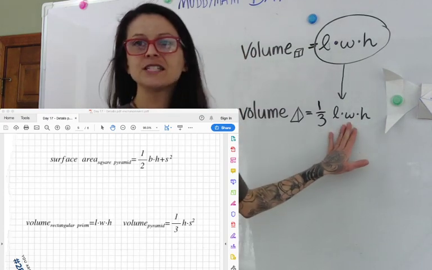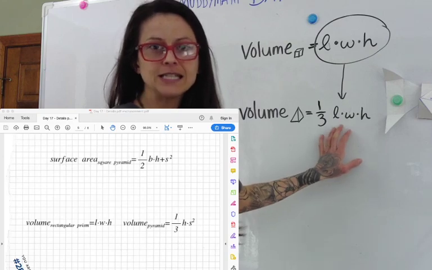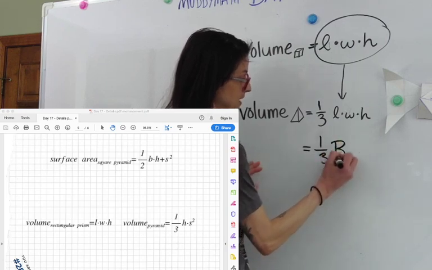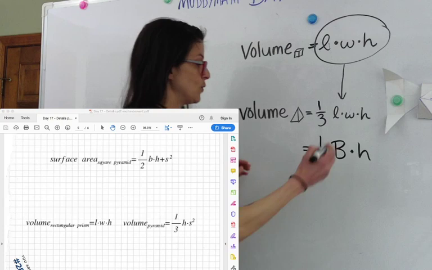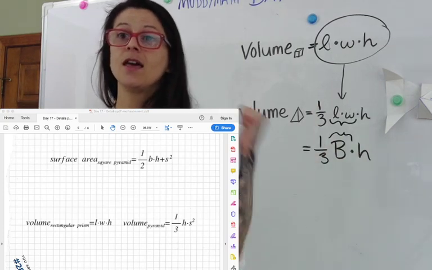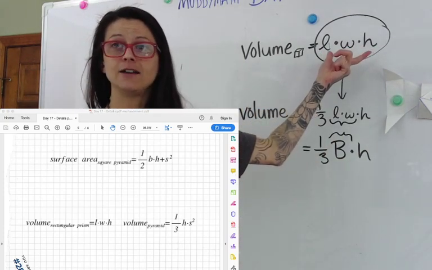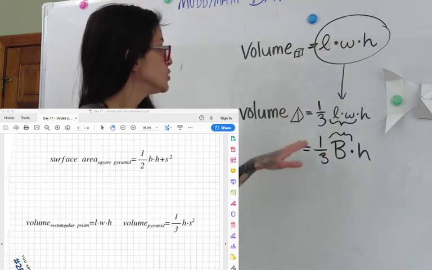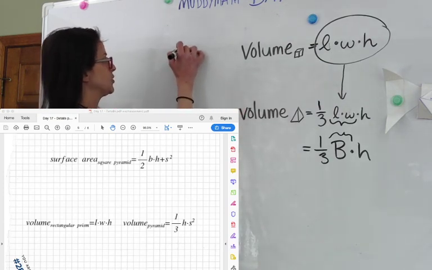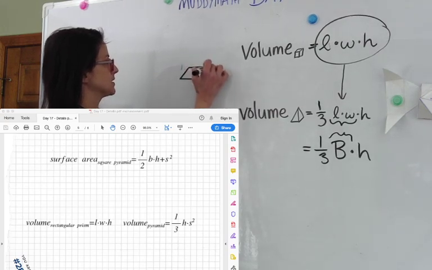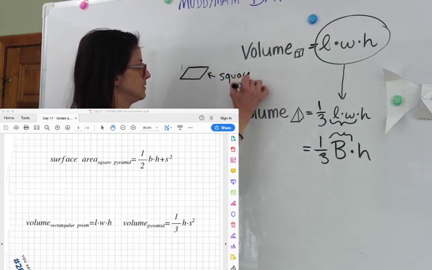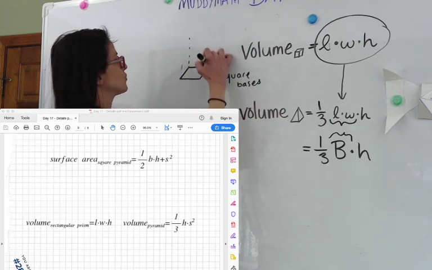Okay, so the difference is that this formula reads different when you look at it on a formula page. You'll see it as 1/3 big B, base, times the height. So notice that big B corresponds to length times width, if we're using the expression defined for the volume of a rectangular prism. So the idea there is that we have a rectangular prism, so we have a square base, because a square is a rectangle, but not all rectangles are square. So that's a square base.